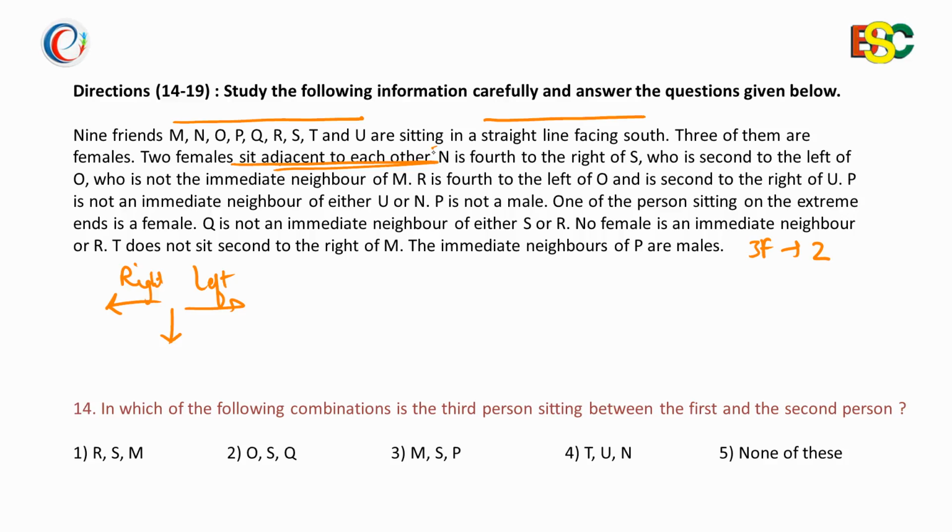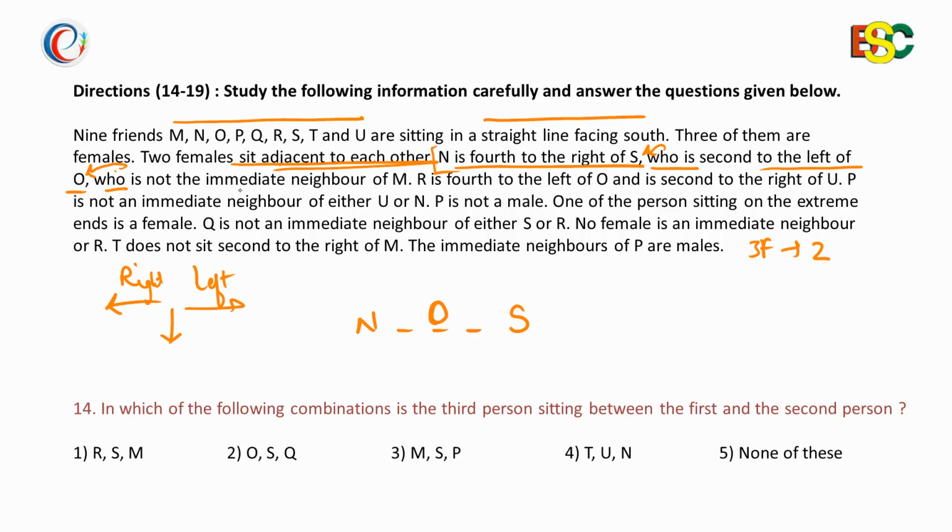Now the question further says N is fourth to the right of S. So if N is sitting here, then S must be sitting here. So N becomes the fourth to the right of S. Who? This "who" is signifying S. So it means S is second to the left of O. S is second to the left of O. Who? Now this "who" is signifying O.